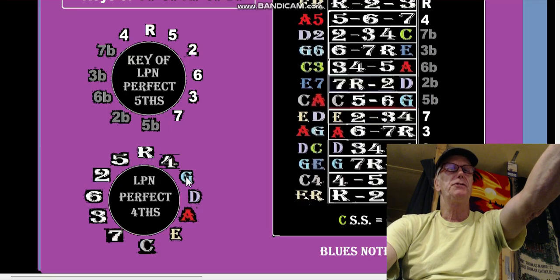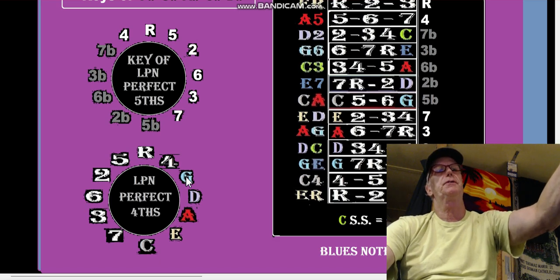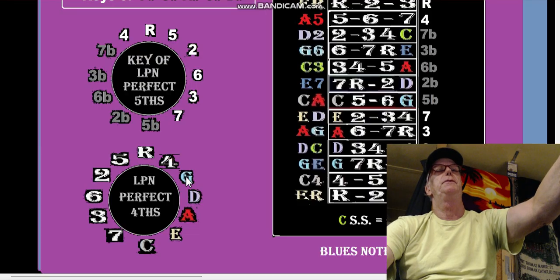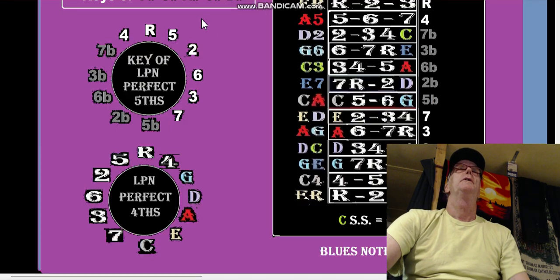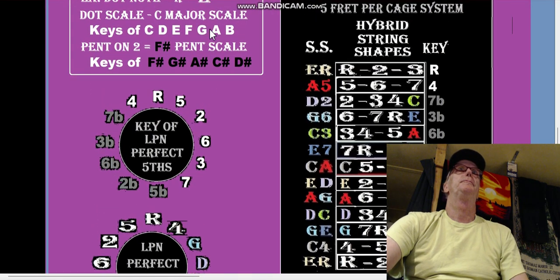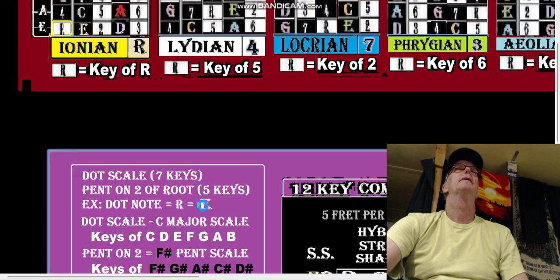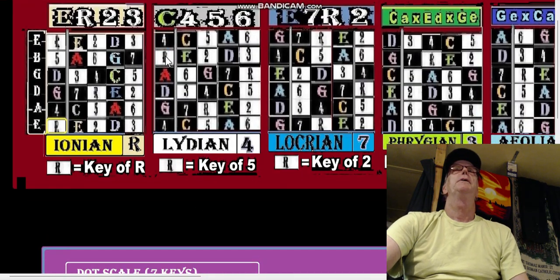So the G string shape is 6, 7, root. Okay, so the G label in the G string shape is the 7 flat. It would be right in between here. We'd put a G there, but the G's understood that this is the G string shape. So we come over here, back up here now.